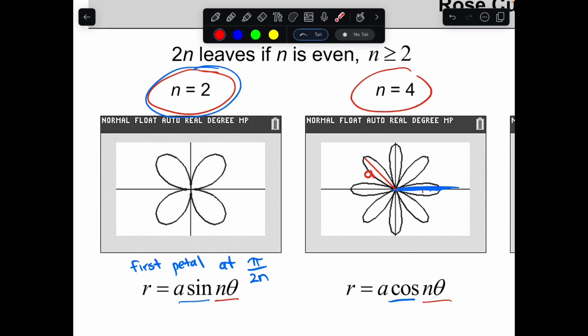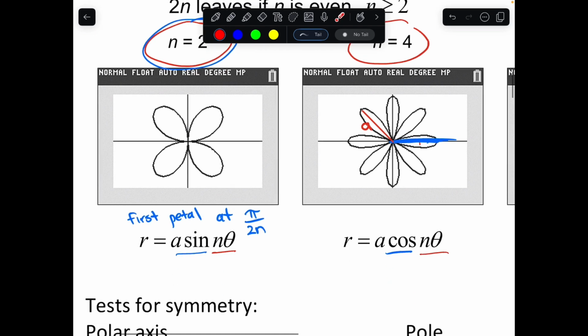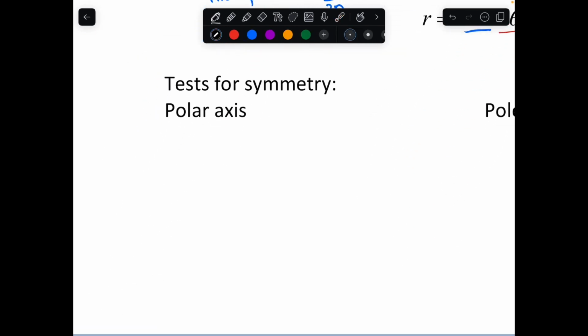So the next question is, since we have symmetries with normal functions in the Cartesian plane, is it possible that we can have rules for symmetry dealing with polar graphs? And the answer is yes. Now, there's going to be three kinds of symmetry that we're going to look at. There's going to be symmetry over the polar axis, being the horizontal. There's going to be symmetry over the pole, which is kind of like our origin symmetry. And then there's going to be symmetry over the vertical axis, being the pi/2 axis.